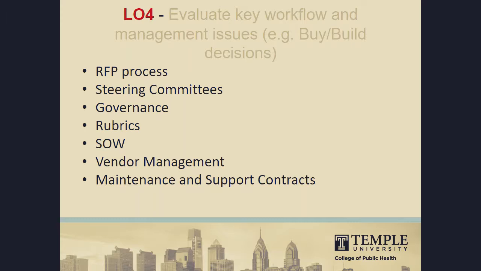And for our fourth learning objective, you should be familiar with what we call the RFP process. When an organization goes out to purchase a new software or technology system, they typically go through a request for proposal process. There's usually a steering committee that's put together that provides governance for the process. Many times there is a rubric, which is really just a set of weighted criteria, so that all vendors can be evaluated appropriately and fairly.